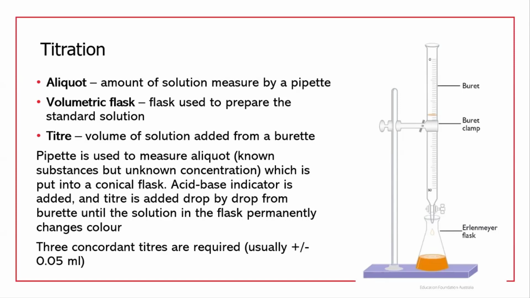Okay, so what's actually happening here? Usually we will put into the flask a known substance with an unknown concentration. We're going to try to figure out how concentrated it is, and we have either an acid in the titer in the burette and a base in the volumetric flask, or vice versa, and you can calculate concentration through stoichiometry.